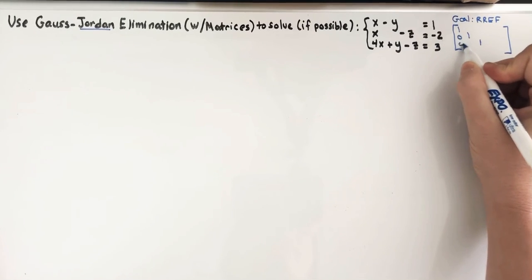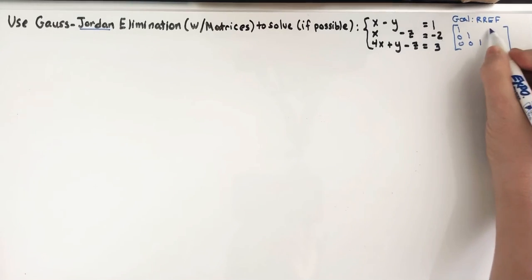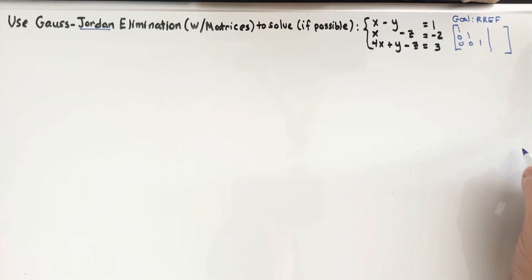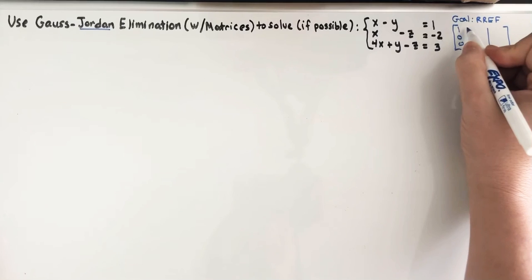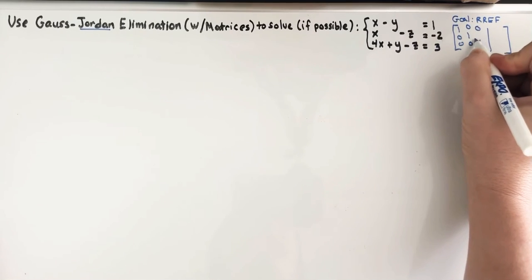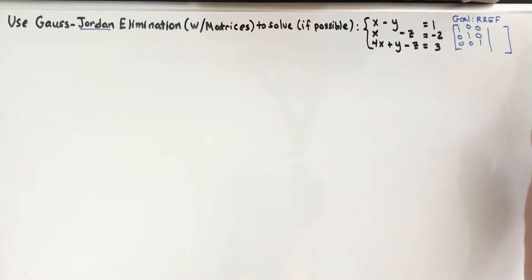which again means, yes, I need ones along the diagonal, of course. Yes, I need zeros below the diagonal, of course. But instead of stopping there, like I would with REF, I would now need to come back afterward and get zeros here and zeros here. So zeros above and below.